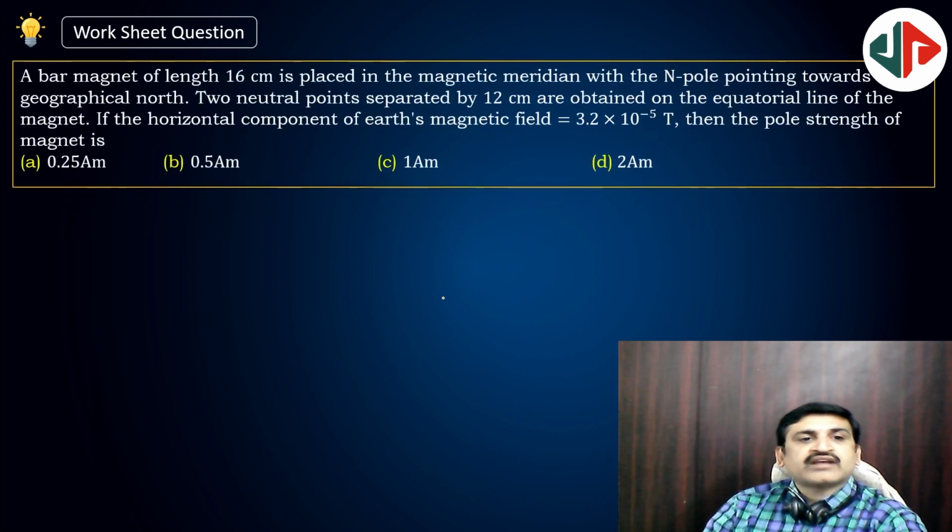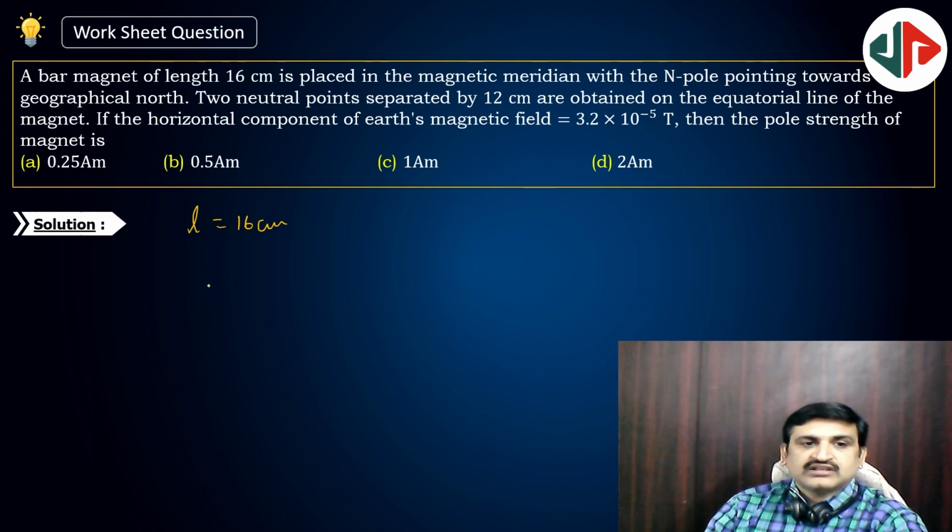Next, a bar magnet of length L is equal to 16 centimeter is placed in the magnetic meridian with north pole pointing towards geographic north. Two neutral points separated by 12 centimeters are obtained on the equatorial line of the magnet. The horizontal component of Earth's magnetic field BH is equal to 3.2 into 10 to the power of minus 5.